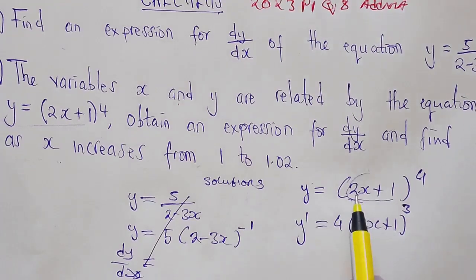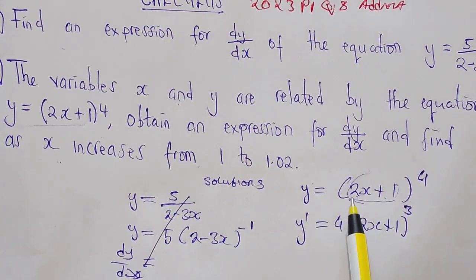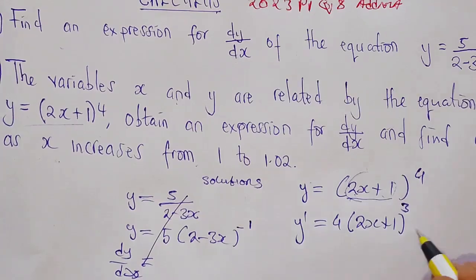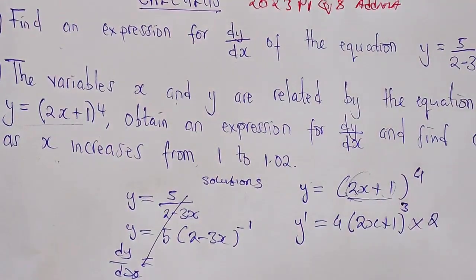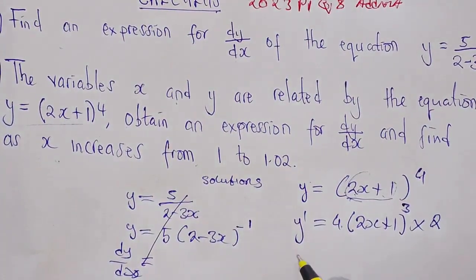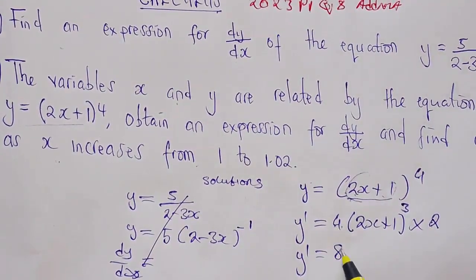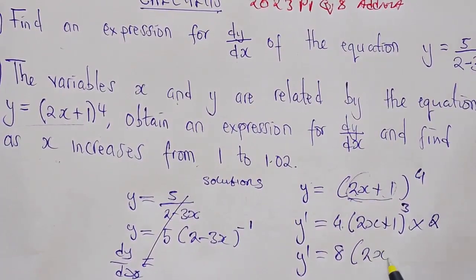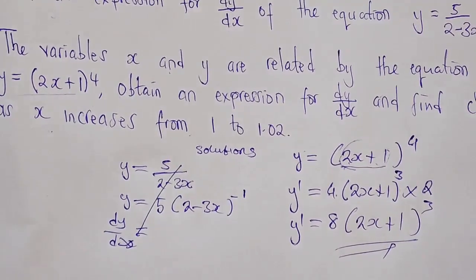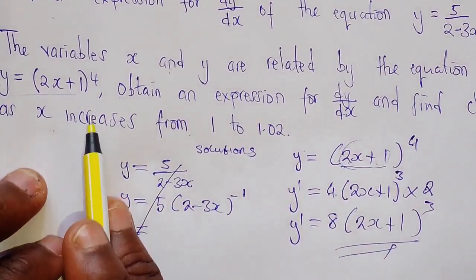What is the differentiation of 2x + 1? If you differentiate 2x + 1, the 1 is a constant term, so it will be 0, and if you differentiate 2x, you're going to obtain 2. So we multiply this by 2, then 2 multiplied by 4 gives you 8. So our derivative is 8(2x + 1) to the power 3. Okay, so we have answered part 1 of B.